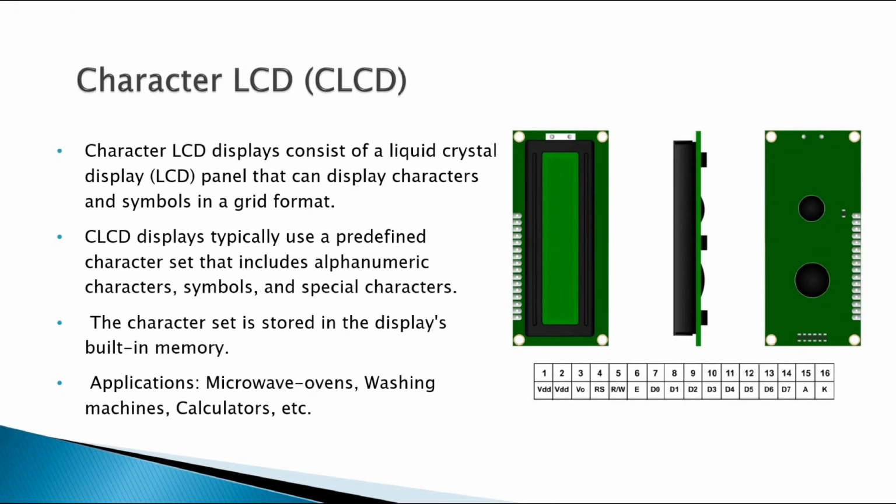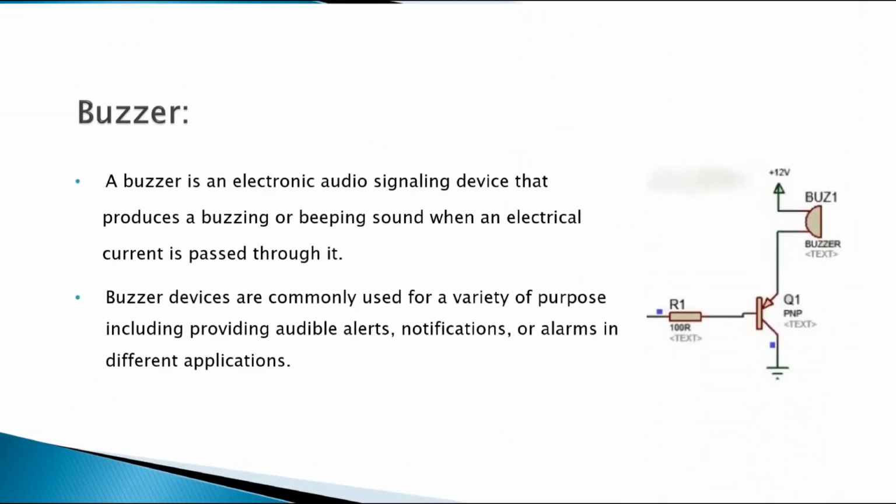Character LCD displays consist of a liquid crystal display panel that can display characters and symbols in a grid format. CLCD displays typically use a predefined character set that includes alphanumeric characters, symbols, and special characters. The character set is stored in the display's built-in memory. A few applications for CLCD are microwave oven displays, washing machines, calculators, etc. This display is already available on the development board we have used. The next peripheral is a buzzer.